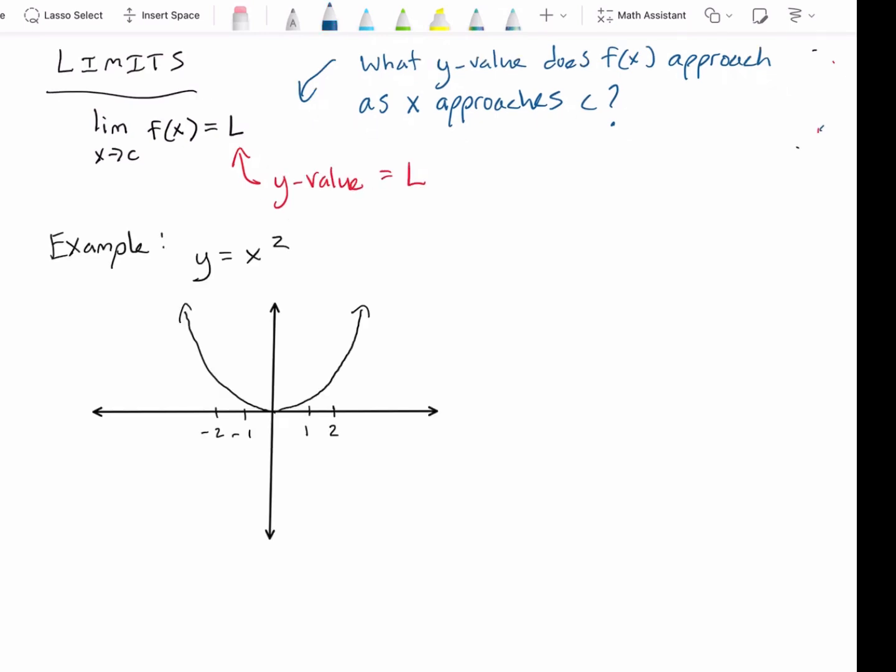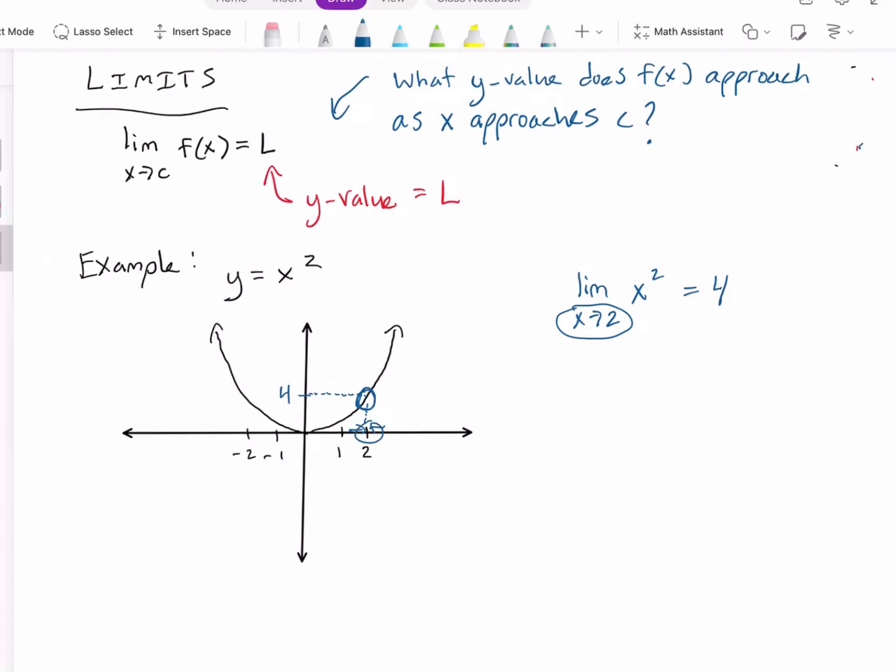For example, suppose that our function is y equals x squared. Let's consider the limit as x goes to 2 of x squared. What I'm asking is, as x gets close to 2, so let's go right here in this area on the graph, what happens to the y values? So we would come up here and look at the y values, and 2 squared is 4. So it looks like our y values are getting close to the number 4 as long as x is getting close to 2. That's an example of how limits work.